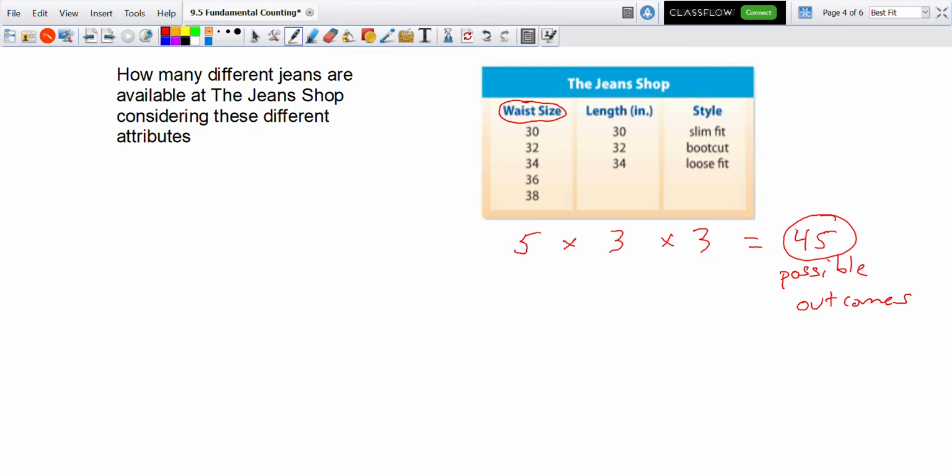Right? So if I was at the store and I knew that there was exactly one of every type of jean possible, the chances that I get the exact one that I want would be a 1 out of 45 chance if I was just reaching into that pile. Right? I was looking for exactly my 34 waist size, 32 length, and boot cut. There's a 1 out of 45 chance that I get that specific type of jeans.